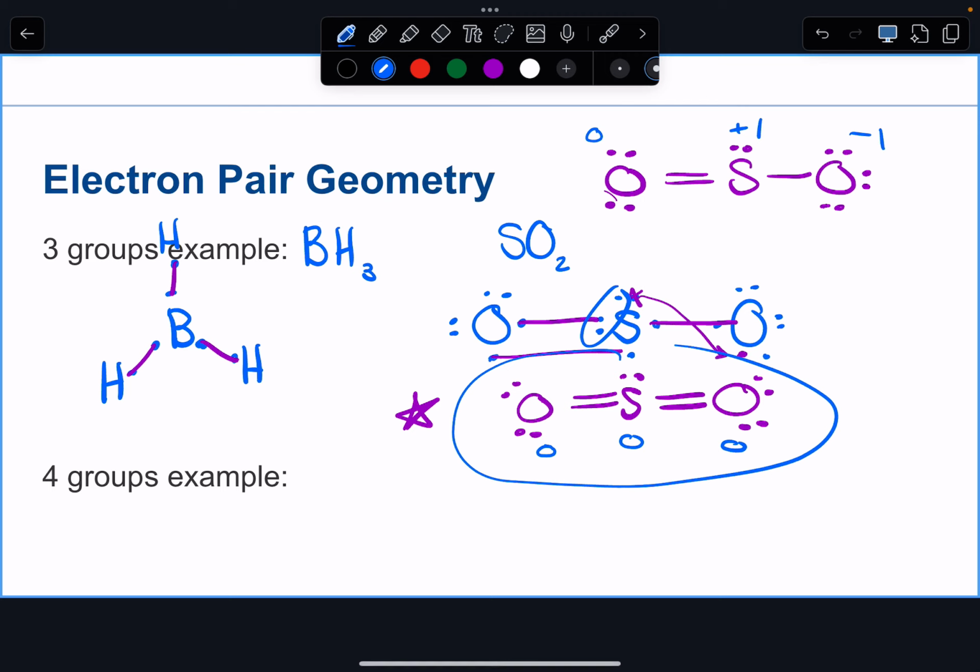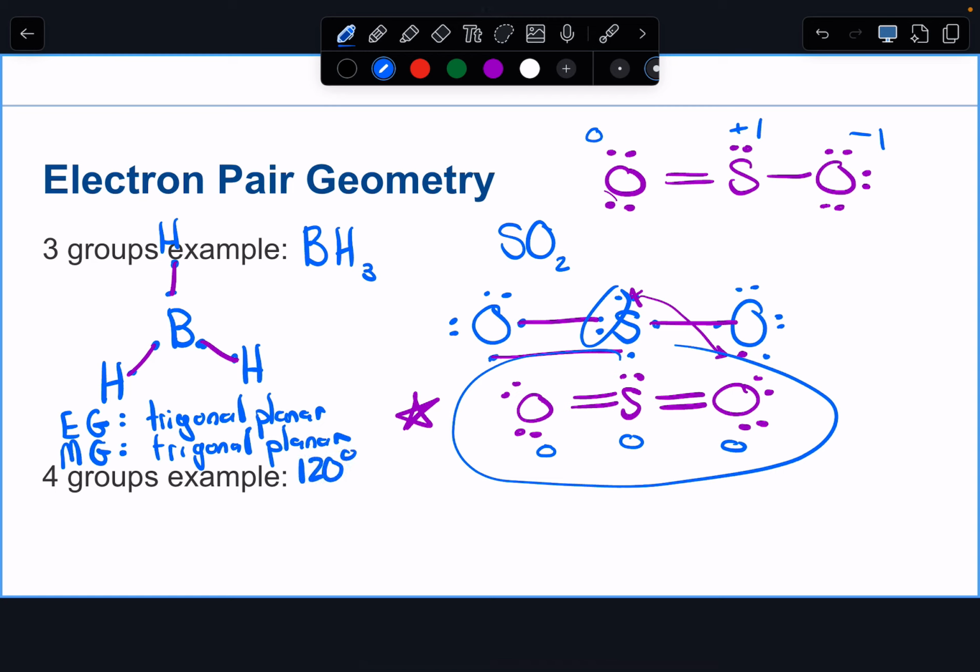Okay, so the electron geometry, trigonal planar. The molecular geometry, which again, you want to just trace the atoms, that's also called trigonal planar. And then the angles are 120.